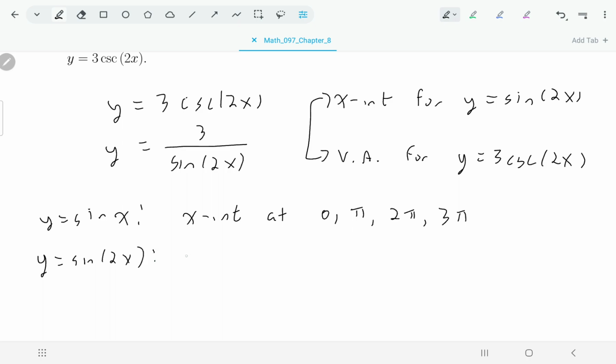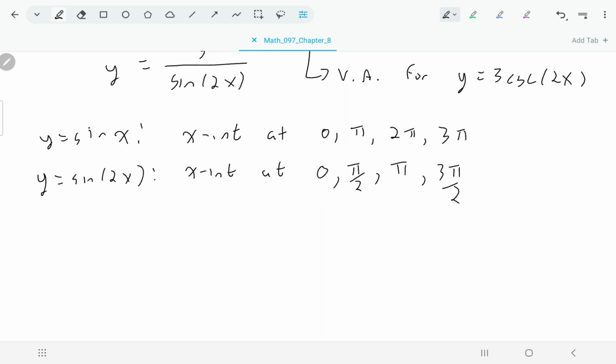And so if we were asking the same thing now about sine of 2x and asking where the x-intercepts are, I'm taking all of the x values and dividing them all by 2. So I'll take the ones that I had and divide them all by 2. 0 divided by 2, pi divided by 2, 2 pi divided by 2, that's pi. 3 pi divided by 2, that's 3 pi over 2. And now I've found the locations for x-intercepts for sine, and those are also going to be the locations for vertical asymptotes for cosecant. So now I can answer my question, which is for y equals 3 cosecant of 2x.